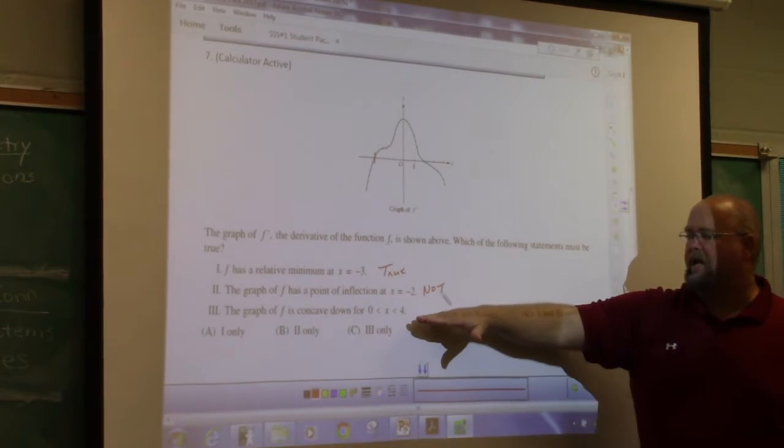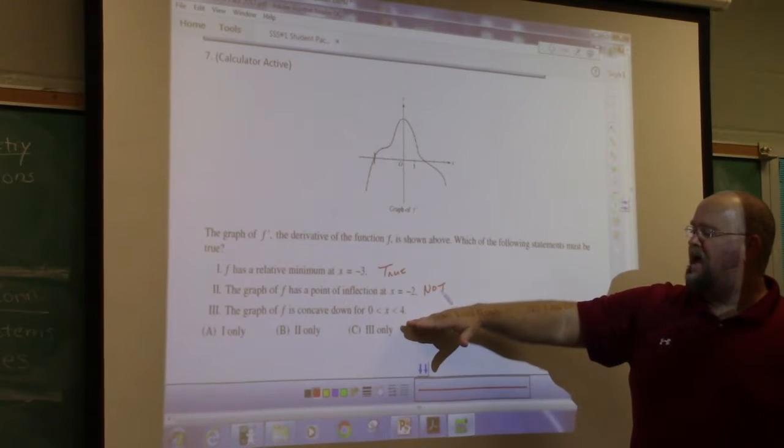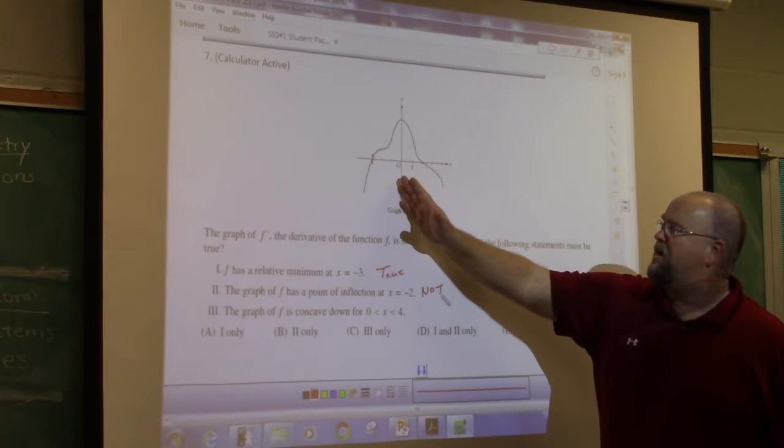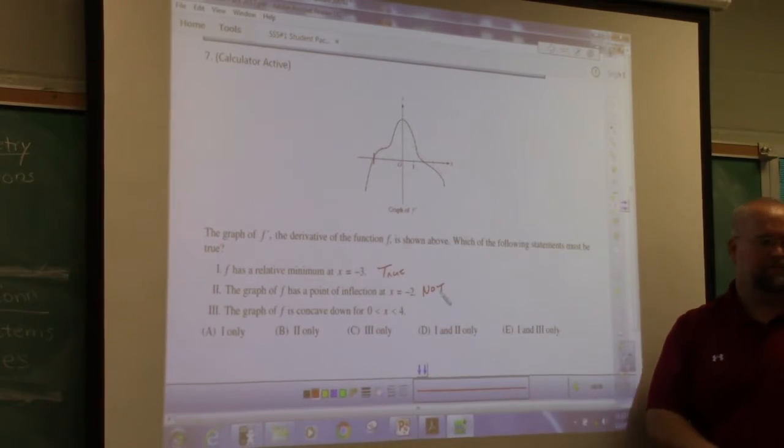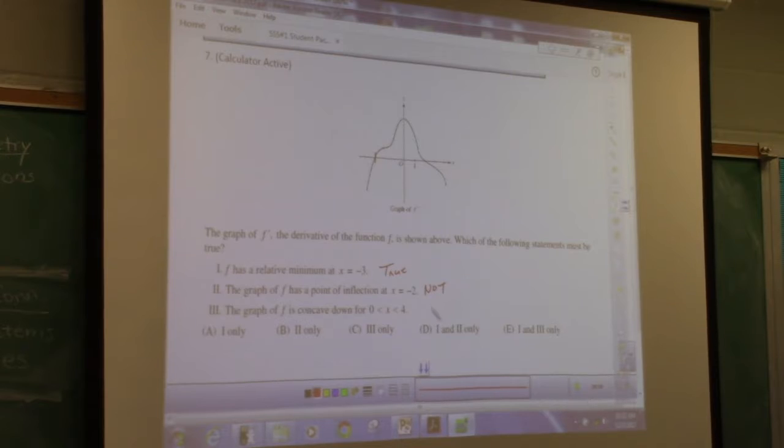What about 3? The graph of f will be concave down on the interval from 0 to 4. Is that true? Yeah, it is, because what's f prime doing there? Decreasing. So the only ones that have to be true would be 1 and 3, so make sure we circle the right answer. E is what we would get. All right, I think that's 11:10 is what I've got. What time is it? 11:12.